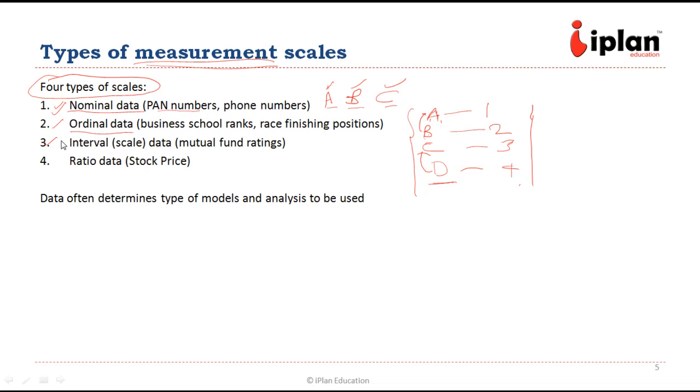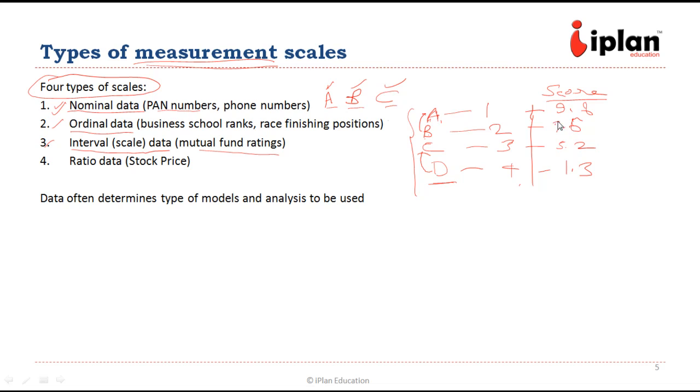Now let us look at the interval or scale data. For example, the ratings. We take the same case. If we have the ratings, we have the scores of say these B schools or some mutual funds or some companies where we have interval or scale data.